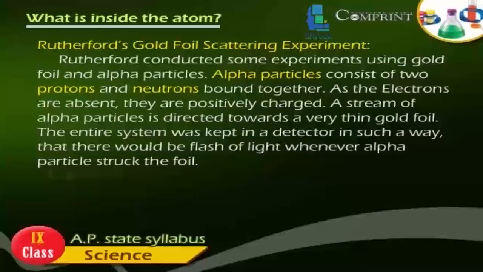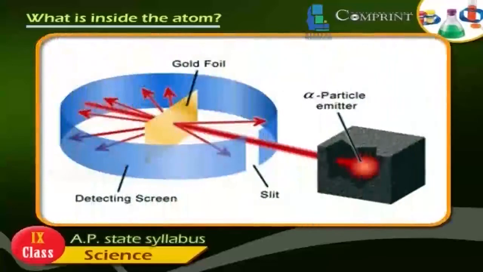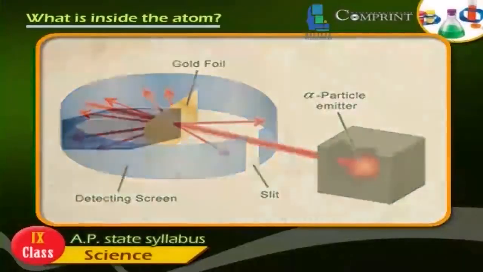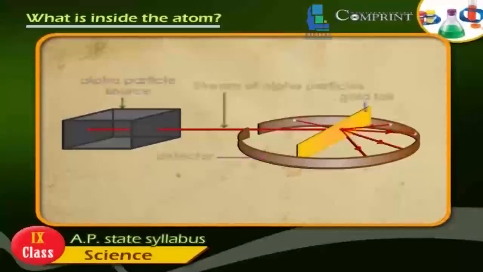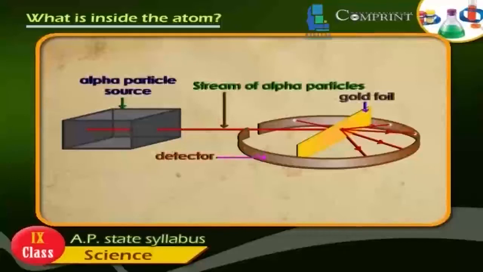Rutherford's gold foil scattering experiment. Rutherford conducted some experiments using gold foil and alpha particles. Alpha particles consist of two protons and two neutrons bound together. As the electrons are absent, they are positively charged. A stream of alpha particles is directed towards a very thin gold foil. The entire system was kept in a detector in such a way that there would be a flash of light whenever alpha particles struck the foil.